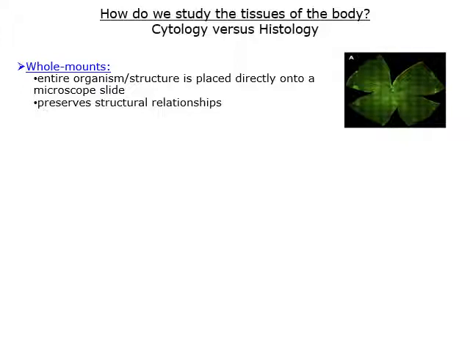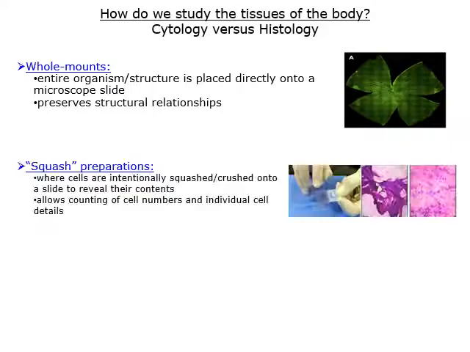This particular example shown here on the right is a flat mount of a mouse retina showing the retinal ganglion cells, which are the cells that are destroyed in glaucoma. Another technique, often called a squash preparation, is useful for counting of cell numbers or seeing individual details.